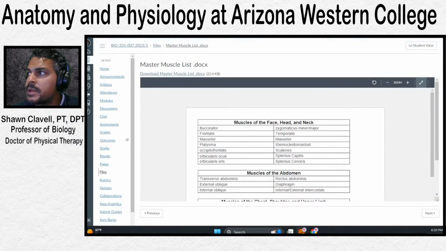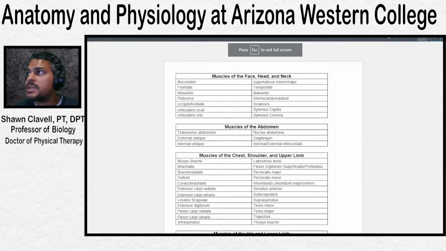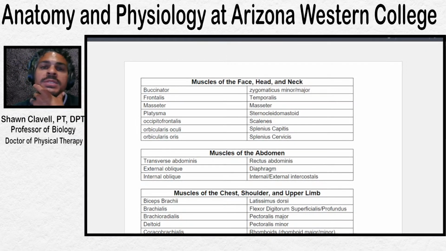I won't download it because I already have a copy, but if I give you the view here, here's the list of muscles that you should be familiar with. Well, there's the buccinator, frontalis, masseter, occipitofrontalis. I might fix this a little bit, but the muscle occipitofrontalis is two muscle bellies of the same muscle, the frontalis and the occipital portion in the back.